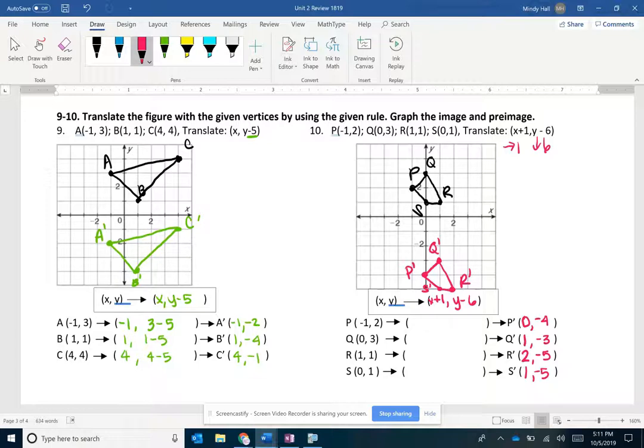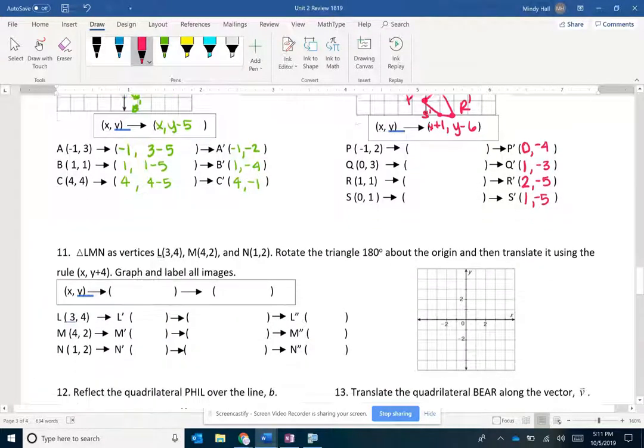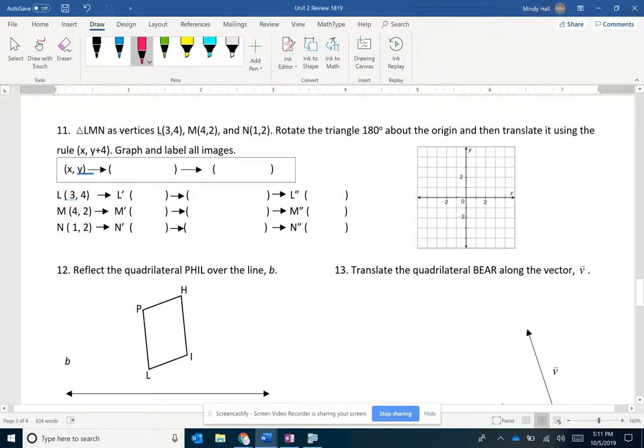Woo woo, go us. So then for number 11, we're actually going to do a couple of transformations. We are first going to rotate the triangle 180 degrees. So that's going to make it a -x, -y. And then we are going to translate it using the rule x, y plus 4. So x, y plus 4.